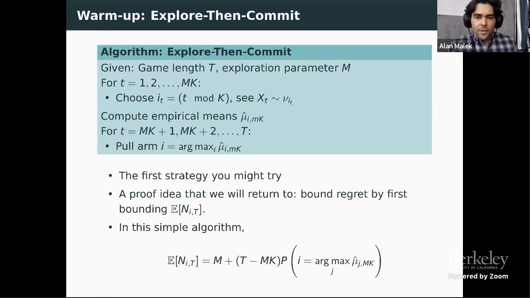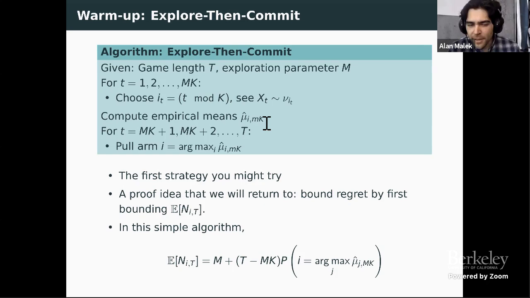So let's think about this problem. What's the first algorithm you might try? Well, it might be explore then commit. Explore then commit is aptly named in that you explore all the arms and then you commit to the best one and you pull it till the end of the game. So explore then commit really has one parameter, m. For the first m times k rounds, it chooses arms in round robin, arm t mod k. And then it computes all the empirical means and then it follows the best arm.